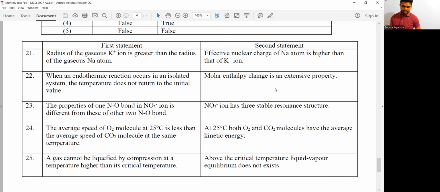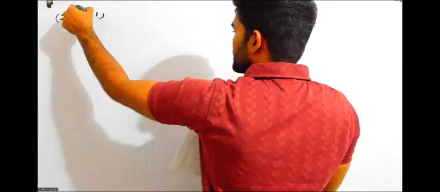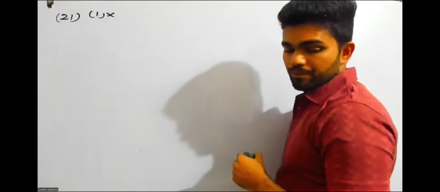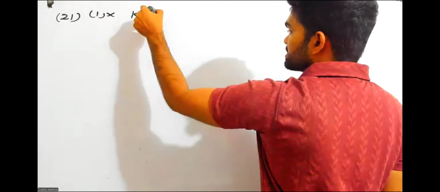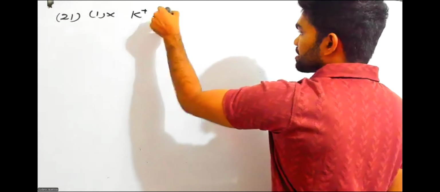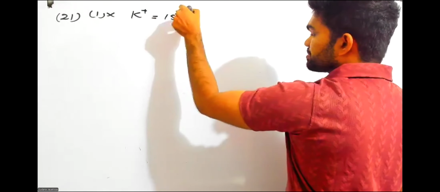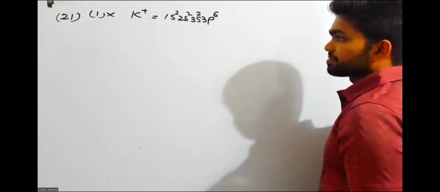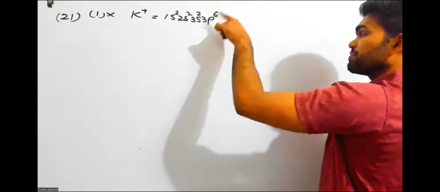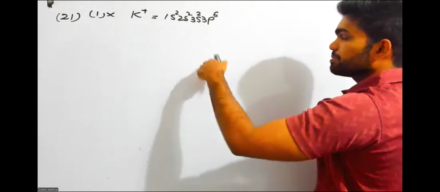Radius of potassium plus ion is greater than the radius of sodium atom. So it's wrong. The first one is wrong. Why? If you take potassium plus, what is the electronic configuration? 1s2, 2s2, 2p6, 3s2, 3p6, because it was 4s1 earlier, and the 4s1 electron is removed.